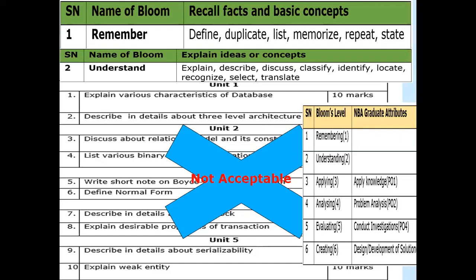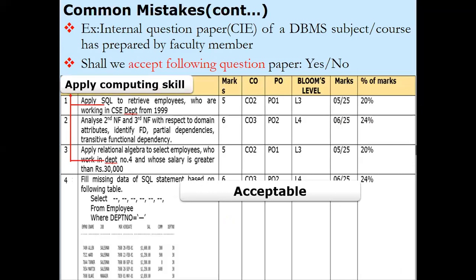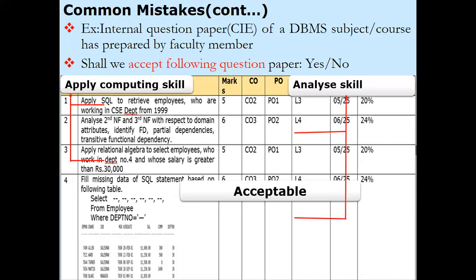Now, for example, there is an internal question paper, sometimes we can call it a mid exam. Yeah, it is a mid exam. The mid exam of the DBMS subject has been prepared by the faculty member. Shall we accept the following question paper? The answer is yes. The reason is question 1, question 3 are written based on the apply level. Question 2, question 4 are written based on the analyze skill. If you write the question paper, I mean the mid exam, in this fashion, then attainment is possible. You're truly following the OBE system.